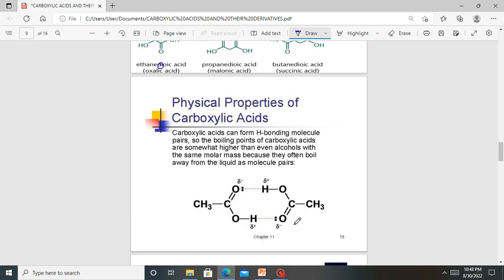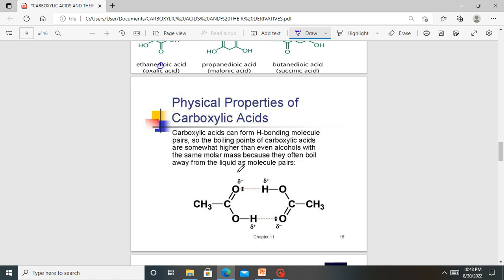The first thing you are going to look at is their boiling point, how they are able to boil, and what factors affect the boiling point of carboxylic acids. Now, carboxylic acids can form hydrogen bonds with water molecules, and they also form what you call a dimer. So they form a hydrogen-bonded molecule pair. The boiling points of carboxylic acids are higher than the corresponding alcohols of the same molar mass.